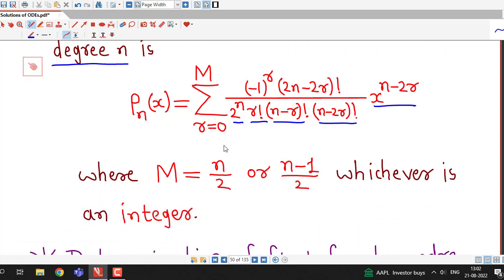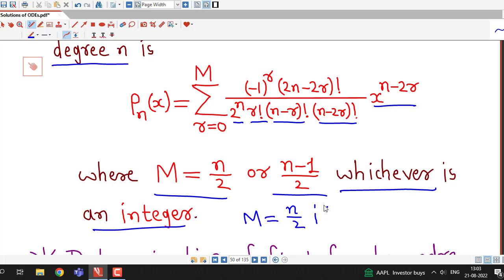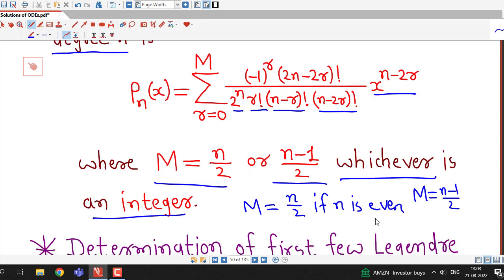So we will remember this formula. Here capital M is n by 2 or (n minus 1) by 2, whichever is an integer, or you can remember it in this way also. Consider capital M equal to n by 2 if n is an even positive integer, and if n is odd, we will consider capital M equal to (n minus 1) divided by 2.